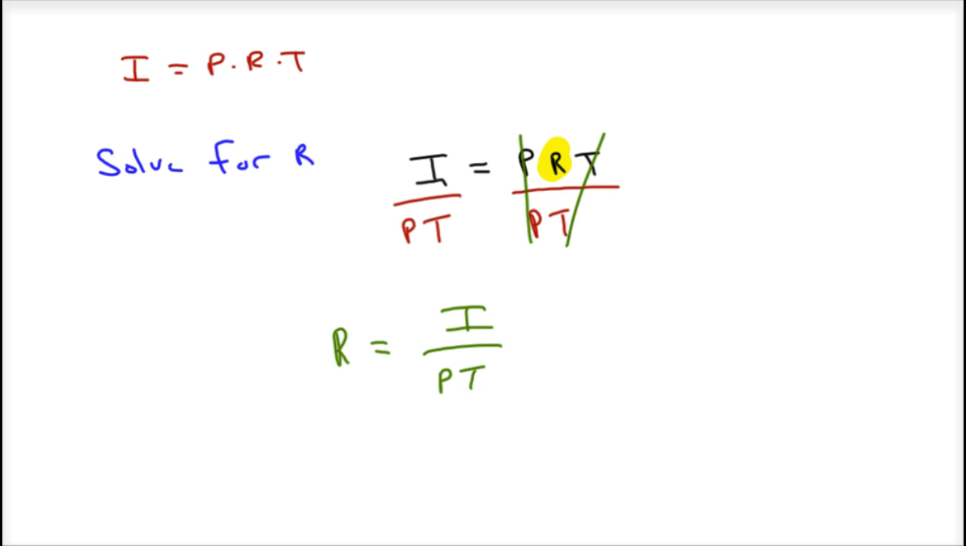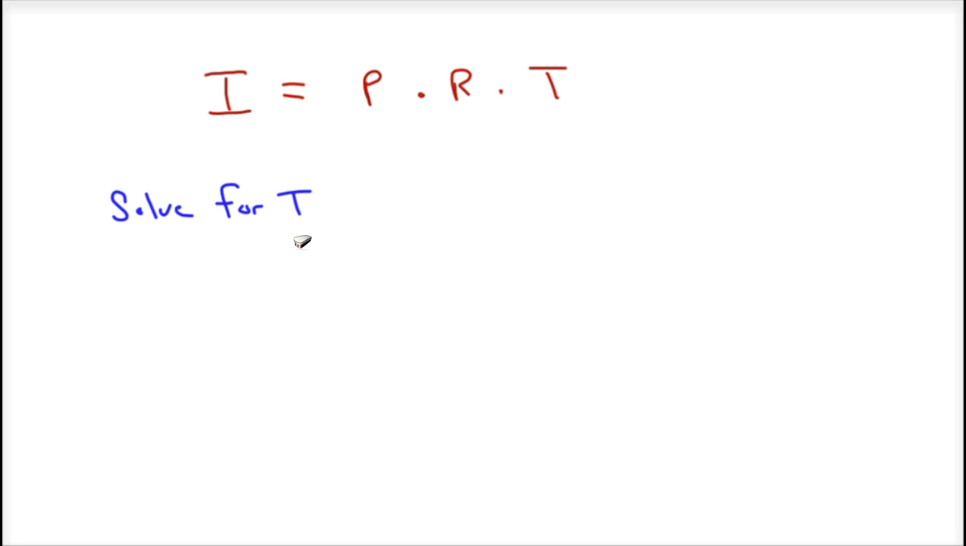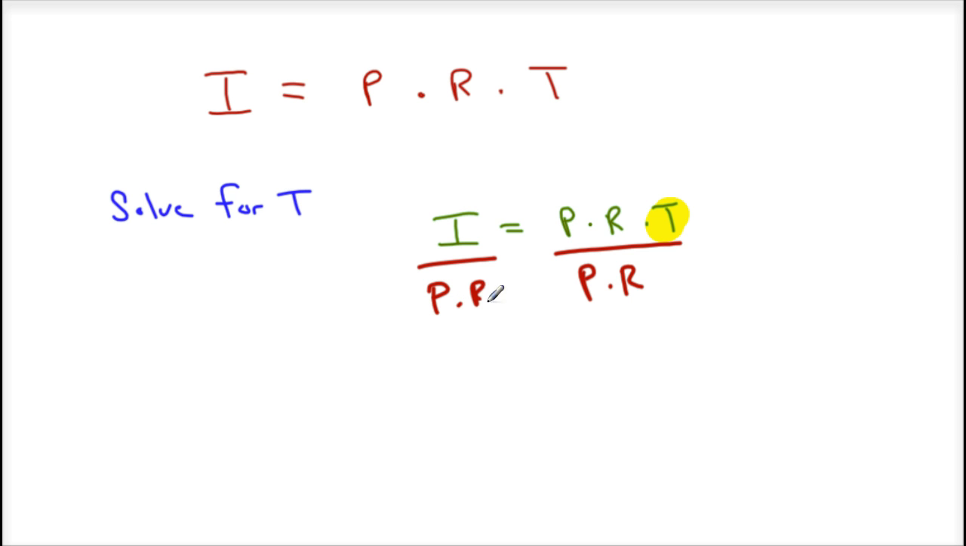And one more. This time we're solving for T, so same principle. I equals P times R times T. Solving for T, I want to isolate the T by dividing by P and R. Excellent. Divide both sides by P and R. And I'm left with T equals I over P times R.